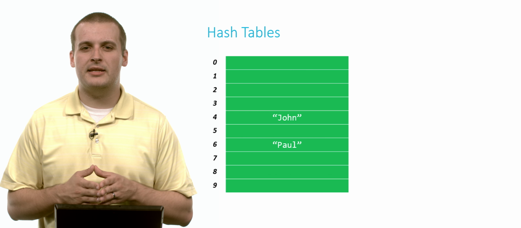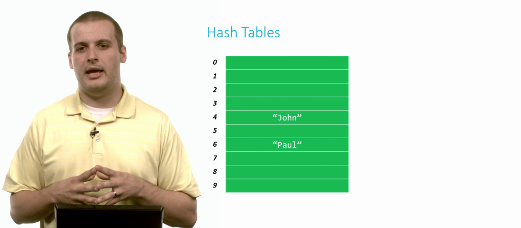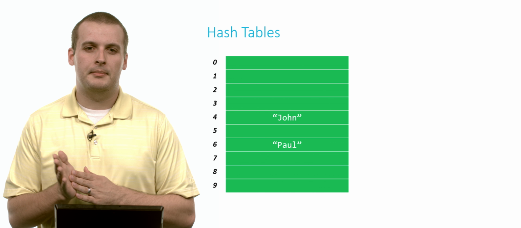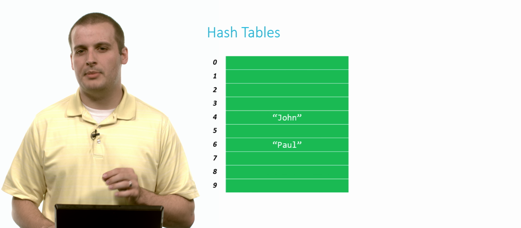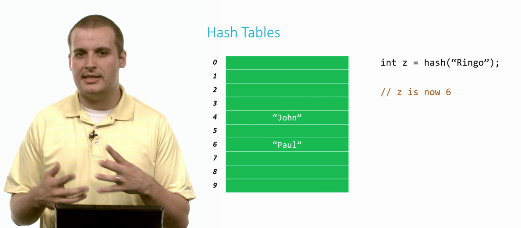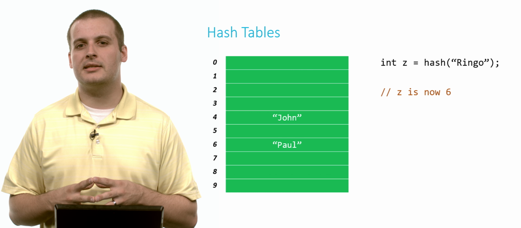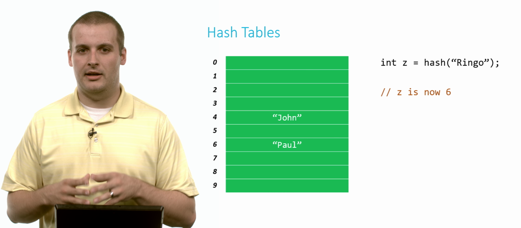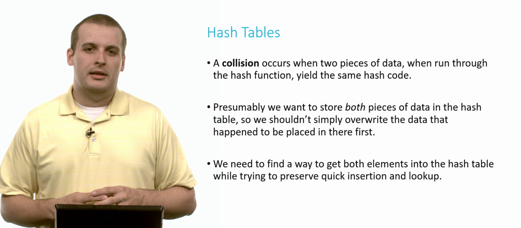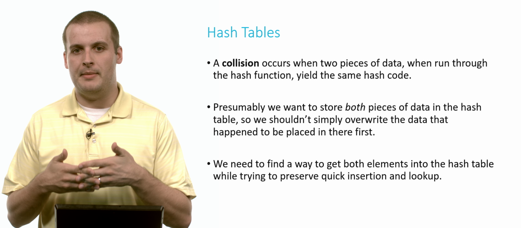OK, so let's revisit this hash table for a second. This is where we left off after we inserted John and Paul into this hash table. Do you see a problem here? You might see two. But in particular, do you see this possible problem? What if I hash Ringo, and it turns out that after processing that data through the hash function, Ringo also generated the hash code 6. I've already got data at array location 6, so it's probably going to be a bit of a problem for me now, right? We call this a collision, and a collision occurs when two pieces of data run through the same hash function yield the same hash code.